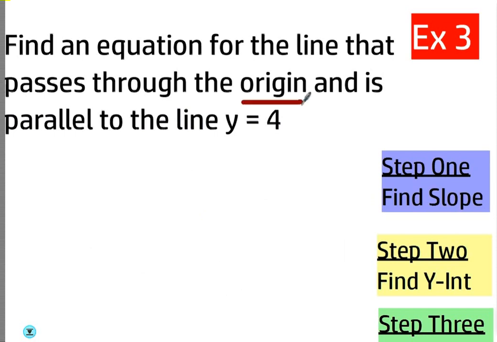By the way, what is the origin? Zero. It's not just 0. 0, 0. The origin is a point.